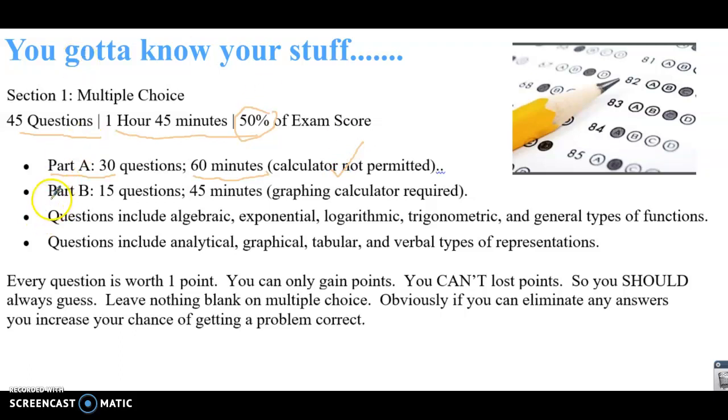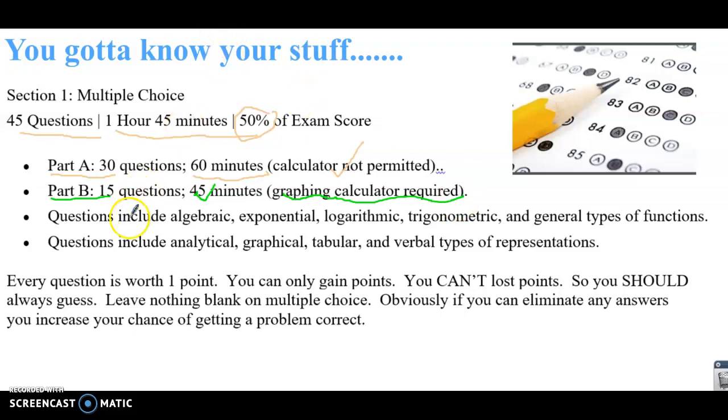Then in part B, you'll get 15 questions. You get 45 minutes. And in that section, you are allowed to use a graphing calculator, but that does not mean every question requires a calculator. As you practice, you'll see that there are many questions on the calculator part that do not need a graphing calculator or can't use one at all.